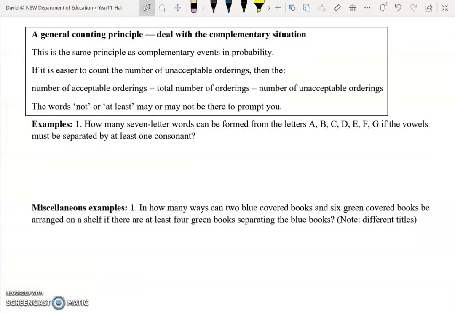Okay, we're up to page 9. We're still looking at restrictions on permutation questions. Okay, here's another general counting principle that's very helpful.